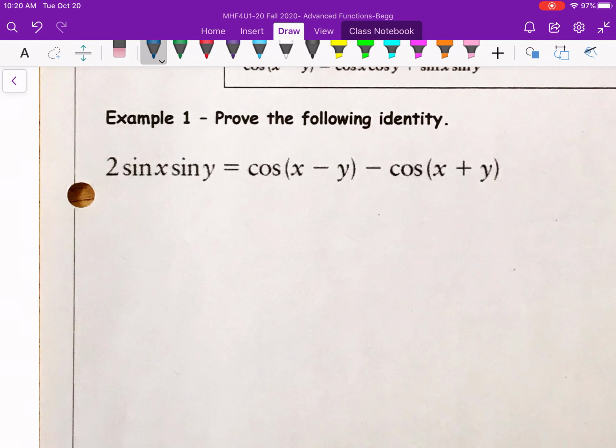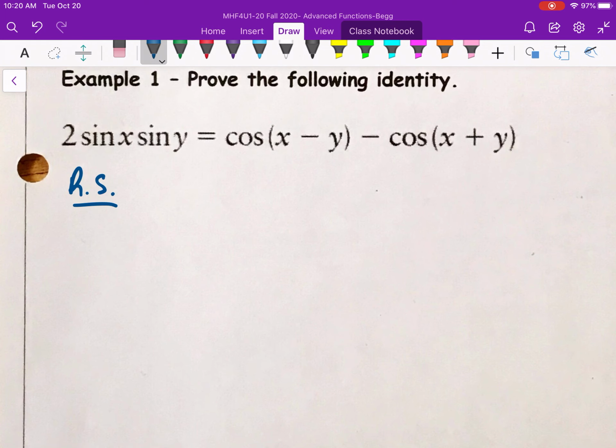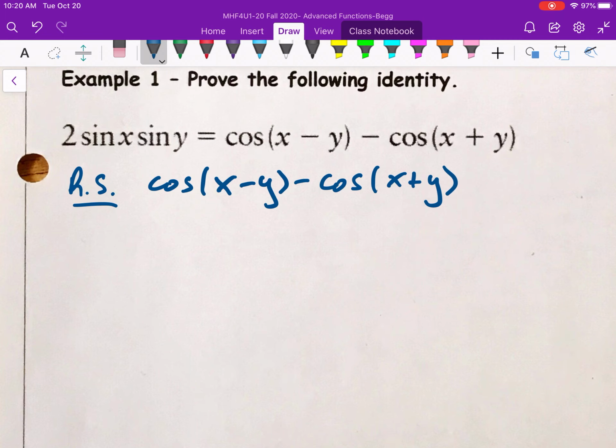The first one is we want to prove that 2 sine x sine y is equal to cos(x minus y) minus cos(x plus y). The more complicated looking side, which is what we always want to start with, is the right side. And so there we have it right above us. I'll write it out again just because that's what I do, so I have something to start with. In my own mind, I've clearly separated it so that it's its own thing. I'm just working on the right side.